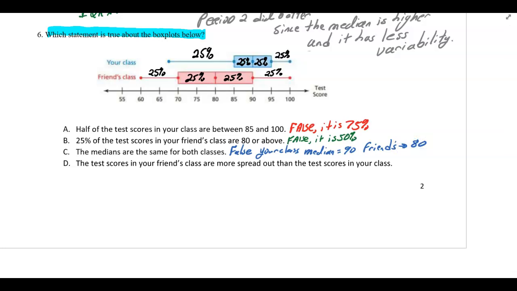So by process of elimination, it must be D, but let's take a look at letter D. The test scores of your friend's class are more spread out. Well, if you look visually, the red box and whisker is much longer than the blue box and whisker, so D is the correct answer.